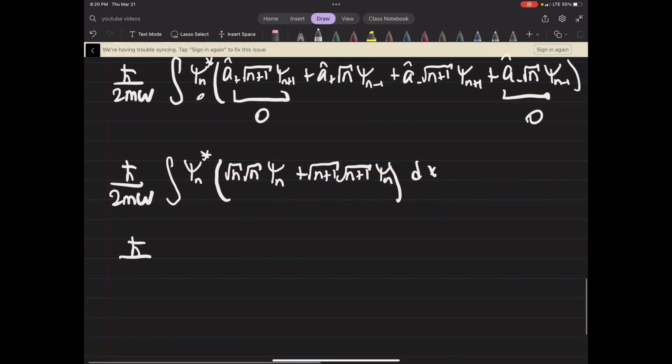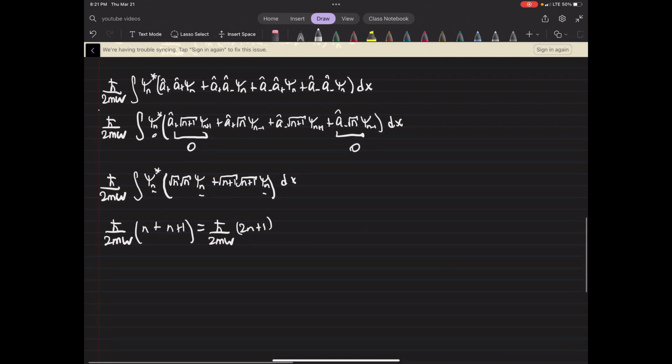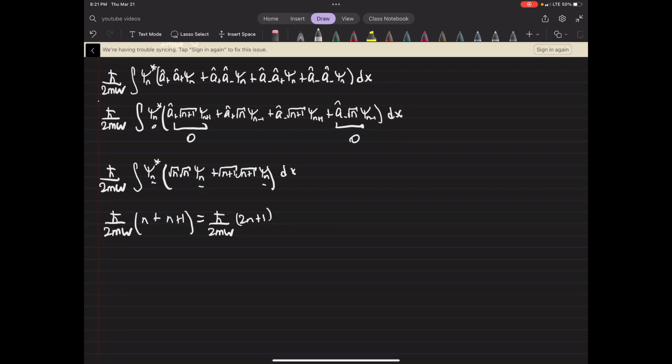So we have h bar over 2m omega, and because those are the same states, this is completely fine. We're just going to get n plus n plus 1, which is obviously just 2n plus 1. So h bar over 2m omega, 2n plus 1. Okay. So that part is our expectation value of x squared.